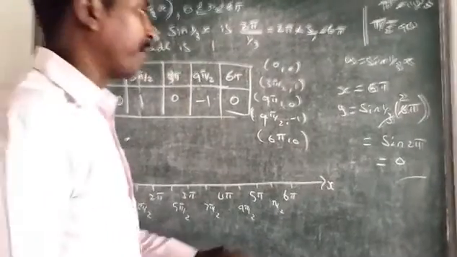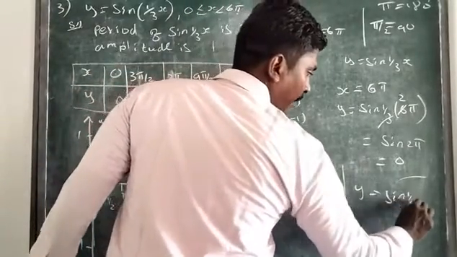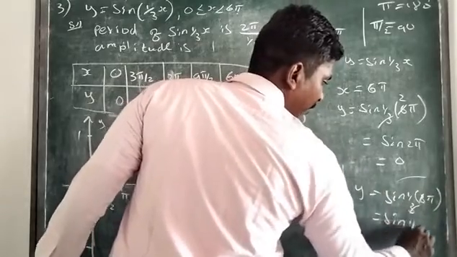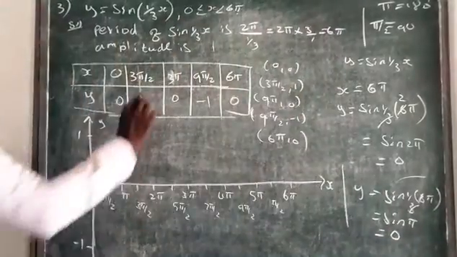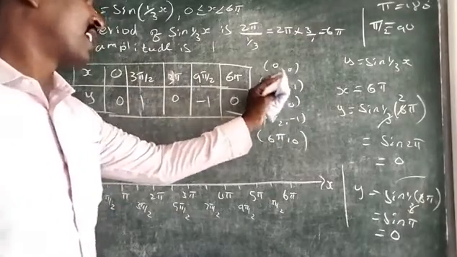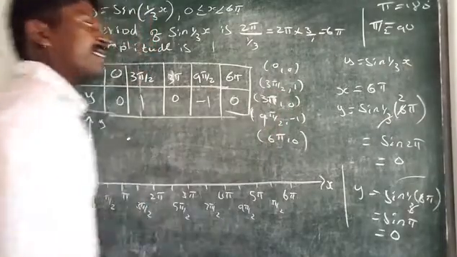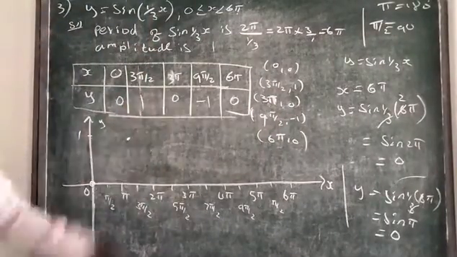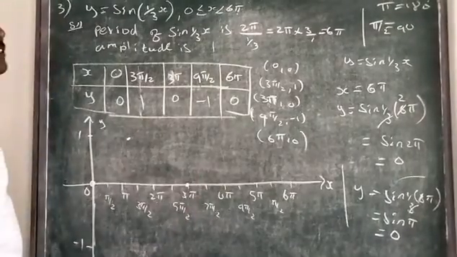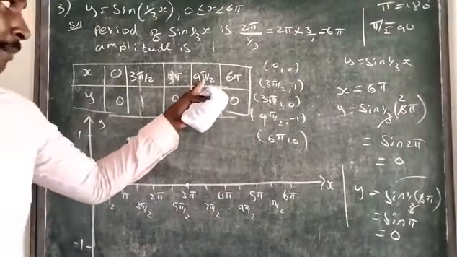So what is the value at 3π? y equal to sin(1/3 × 3π). The 3 cancels and it becomes sin π, and sin π value is 0. So instead of 9π, take 3π, since it's easy to mark because 9π is out of the 6π range. I didn't notice that. So at 3π, the y value is 0. It lies on the x axis. So the point is (3π, 0).